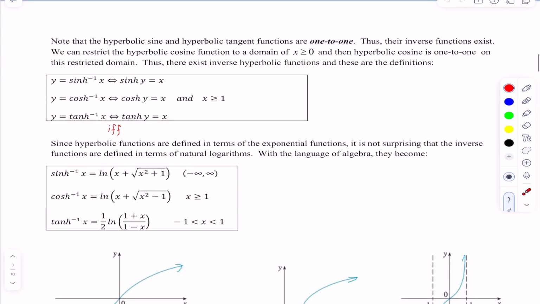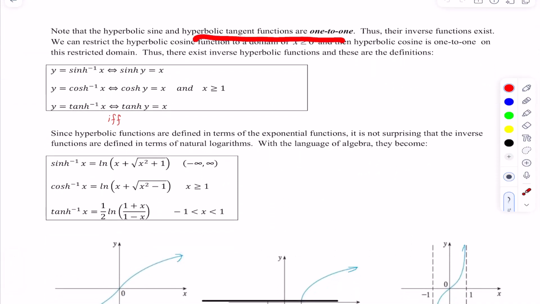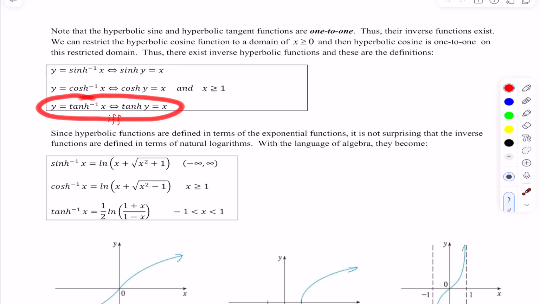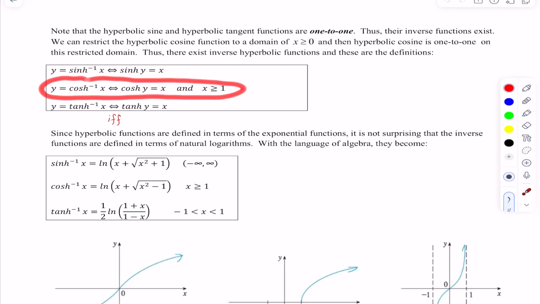Note that the hyperbolic sine and hyperbolic tangent functions are one-to-one. That means their inverse functions will exist. And just like inverse trigonometric functions, you also have inverse hyperbolic functions. The hyperbolic cosine function, however, was not one-to-one. So you would need to restrict the domain of this function in order to get the inverse hyperbolic cosine function to appear.